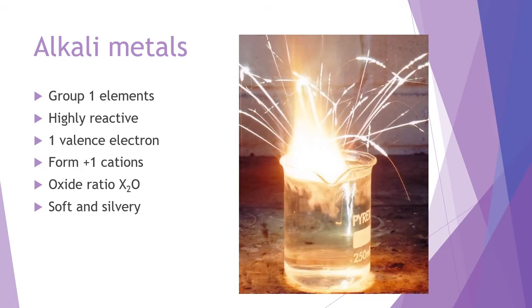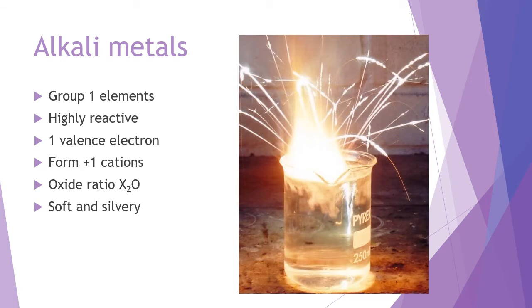Let us move on to some important key families and learn about some of their properties. The first of these is group 1 of the periodic table, the alkali metals, minus hydrogen. So these are lithium, sodium, potassium, rubidium, cesium, and also francium.